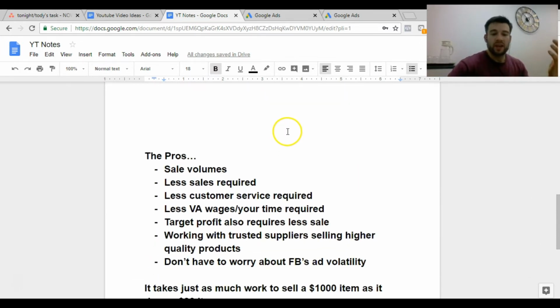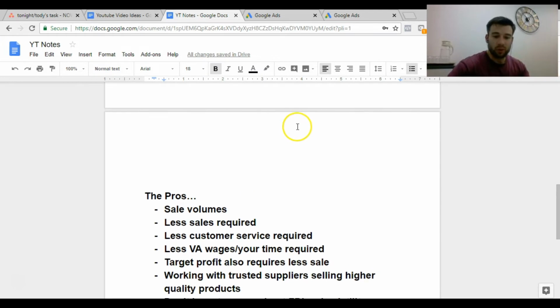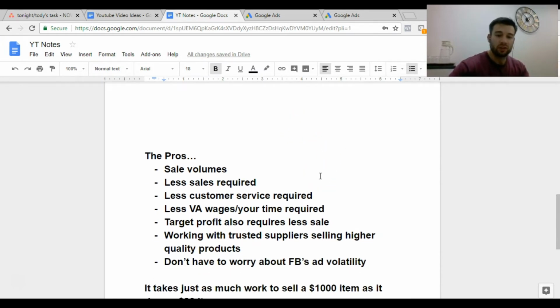Now, if we scroll down, we have the pros. With the pros, we'll start with the sales volume. The first thing is with high ticket dropshipping, you don't have to sell a lot of products to make good profits per month. So let me run you through a scenario. Say your average profit per order is $200 and you want to make $4,000 profit per month. Then you only need to sell 20 orders a month to make $4,000 profit. 20 times 200, 4,000, I believe.